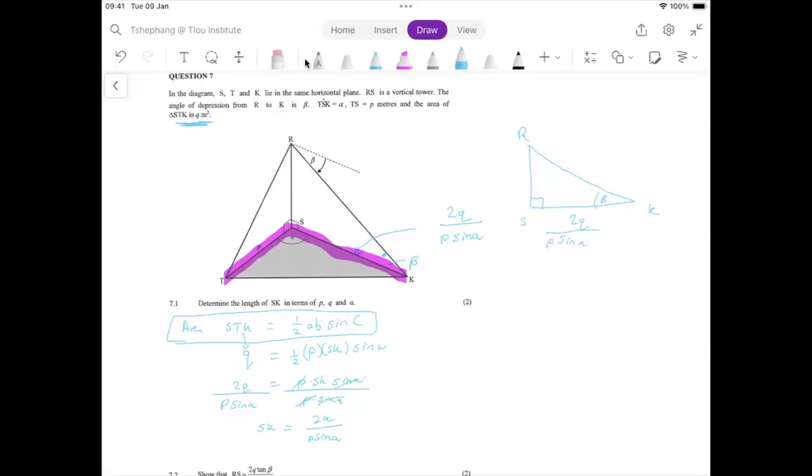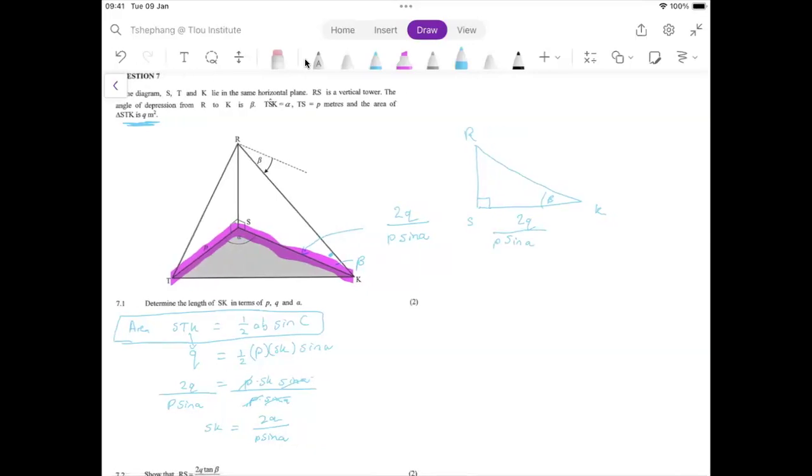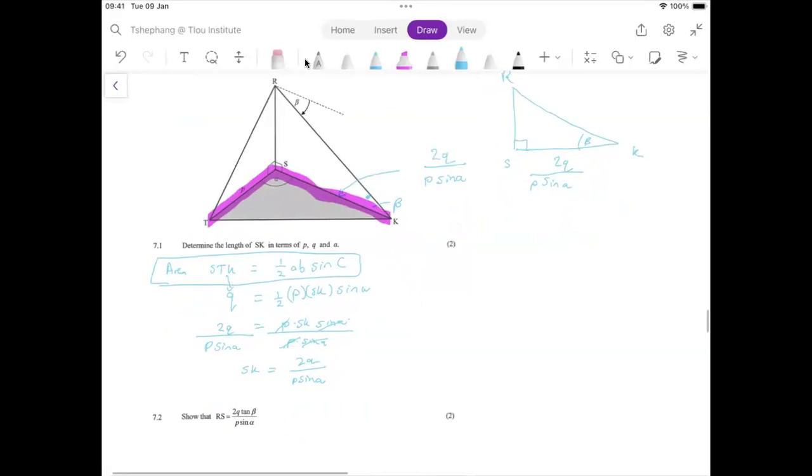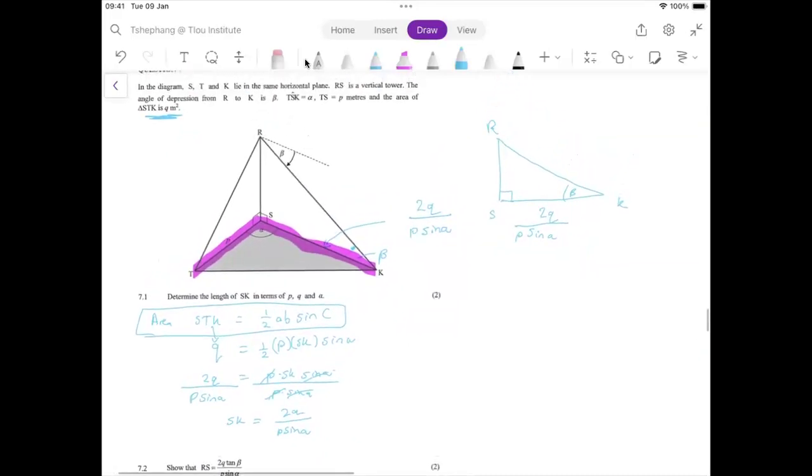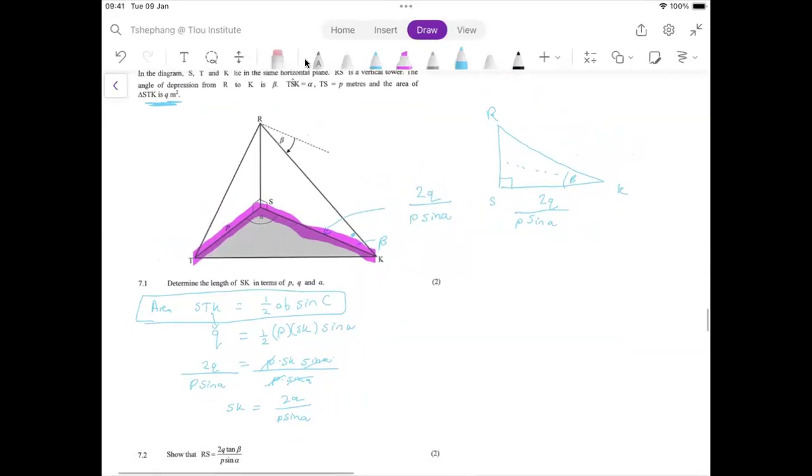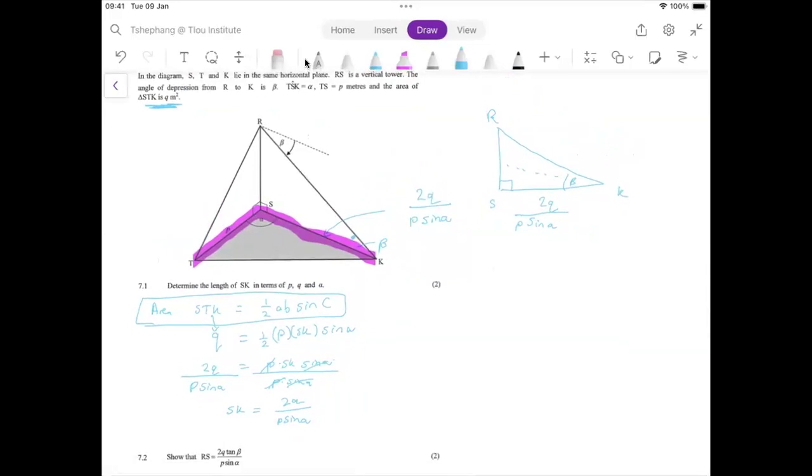Okay. Now, what we want to do is we want to find RS. So we're going to say this is opposite over adjacent, right? So we're going to say tan of beta is equal to the opposite side, which is what? Which is RS, over the adjacent side, which is 2Q over P sine of alpha.